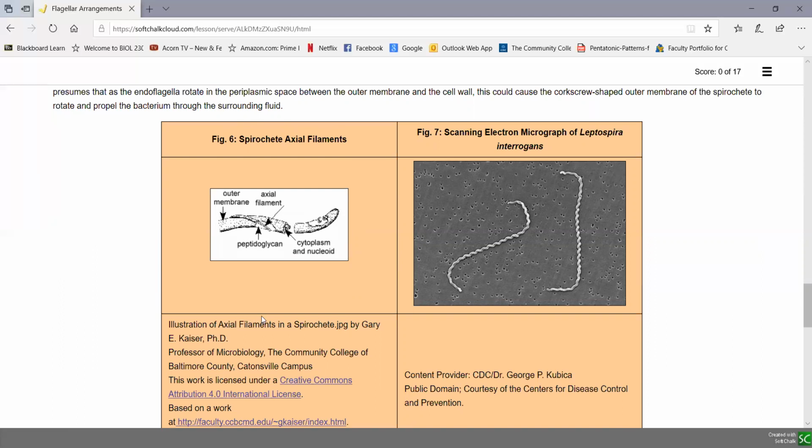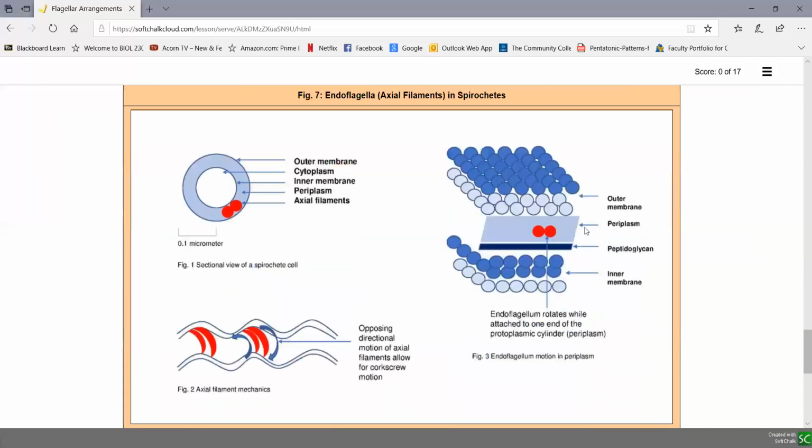And this is an electron micrograph of Leptospira on the right. You can see how thin the spirochetes are compared to other bacteria. And the little tiny humps you can almost see are where the endoflagella or axial filaments lie under the outer membrane. So this illustration kind of shows how these axial filaments lie between the outer membrane of the cell wall and the peptidoglycan layer. They wrap around the spiral.